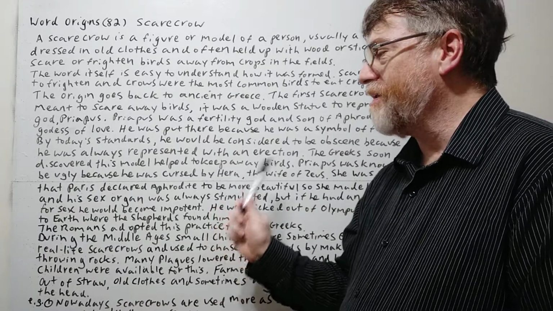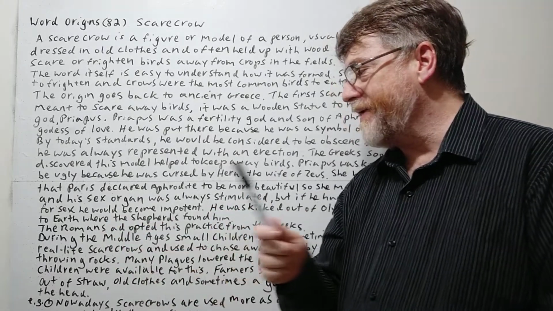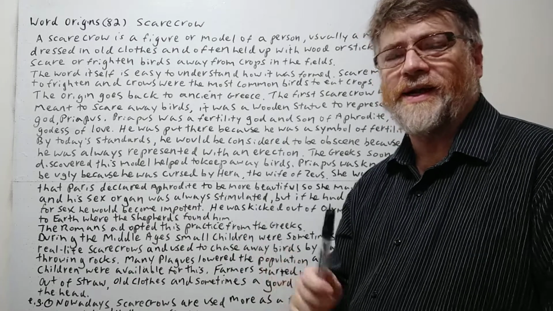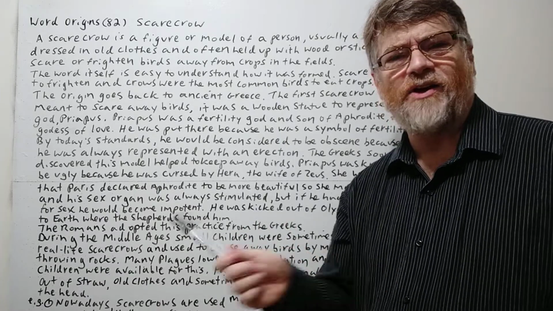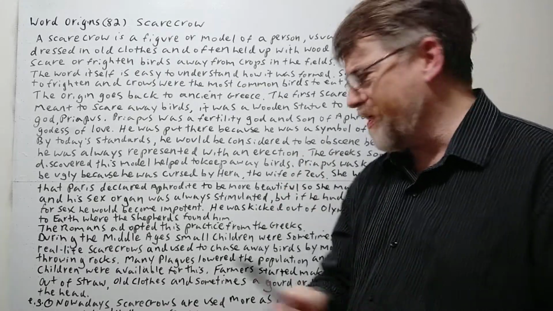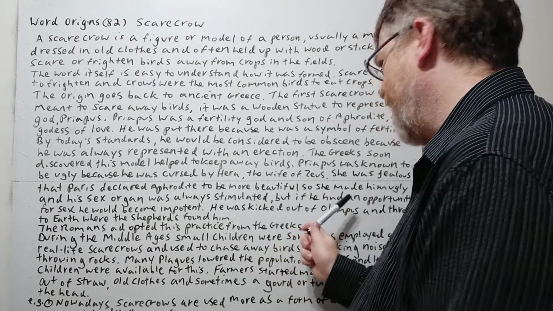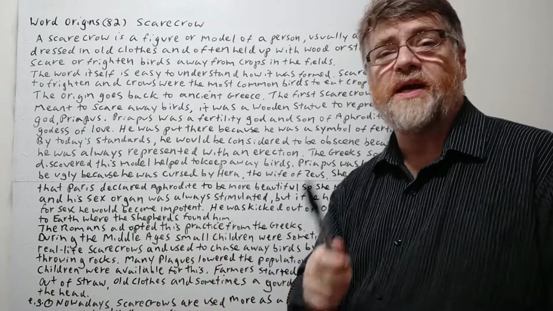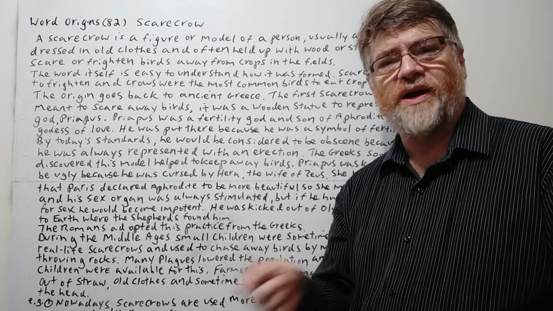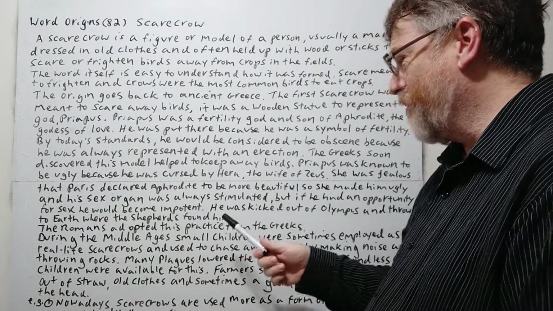But anyway, Hera made him ugly, and she also made his sex organ so that it was stimulated. I don't know if you want it stimulated all the time, so she really tried to punish him. But if he had an opportunity for sex, he would become impotent, or something would stop him, so he must have been forever frustrated. Poor guy.